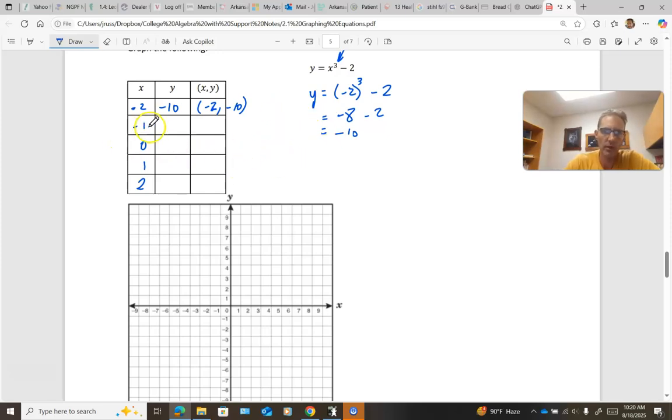I'll do one more, I guess, by hand. Y equals, I'll plug -1 in, cube it. -1 cubed, guys, is -1. Hold on just a minute. And -1 minus 2 is -3. Okay, -1 comma -3.